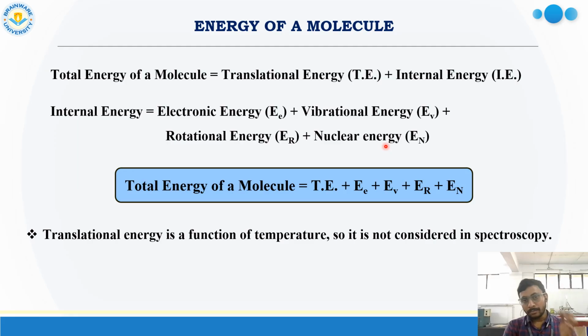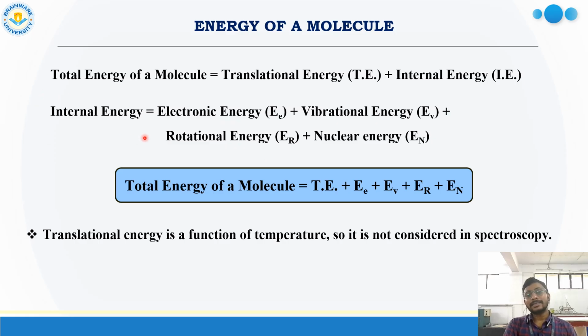Matter is made up of molecules. So we have to understand how the matter and the light are interacting. How are they interacting? It is in terms of energy. We have seen that light, or electromagnetic radiation, has energy. So does a molecule. The total energy of a molecule is translational energy plus internal energy. Now the translational energy is a function of temperature, so it is not considered in spectroscopy.